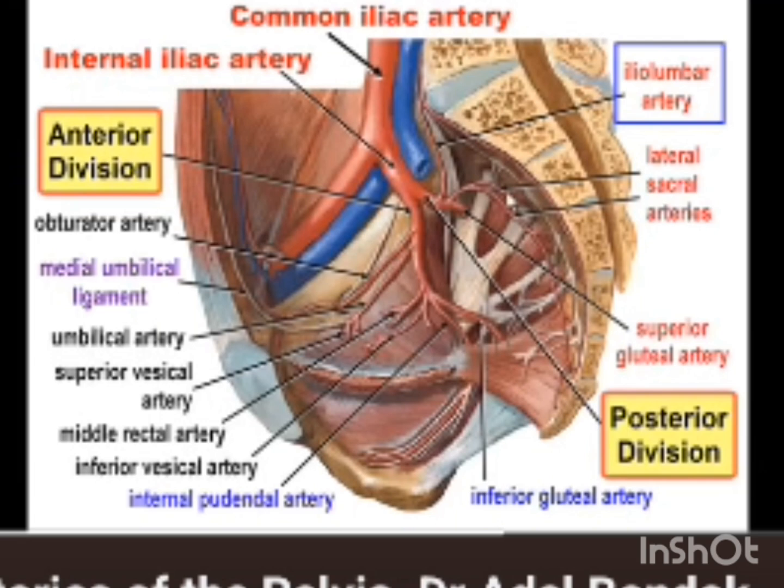Then two lateral sacral arteries. Each one divides into two, which enter the sacral canal. And the third one is the superior gluteal artery. So these are the branches of the posterior division.